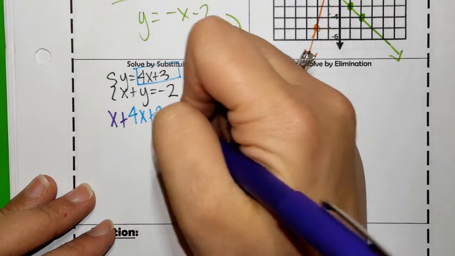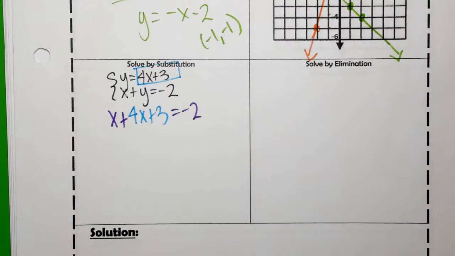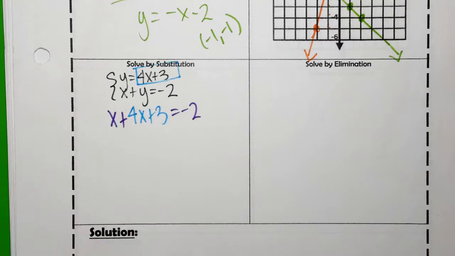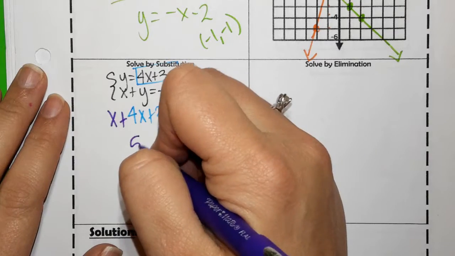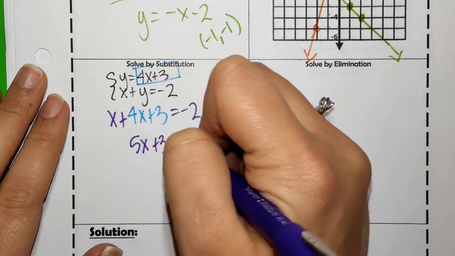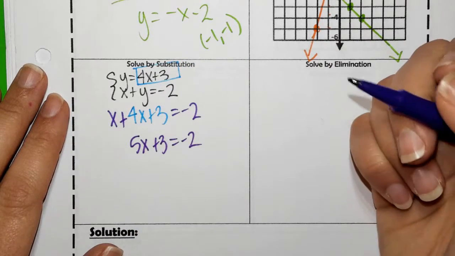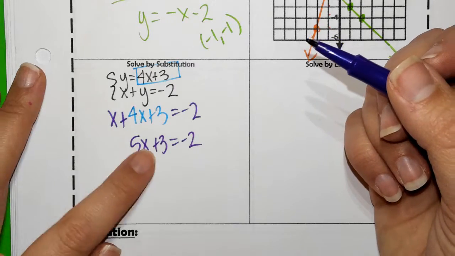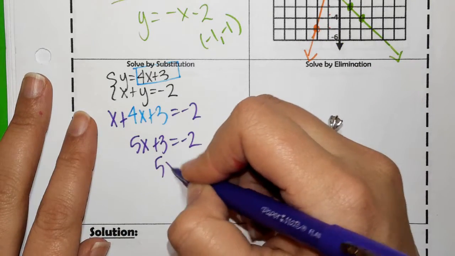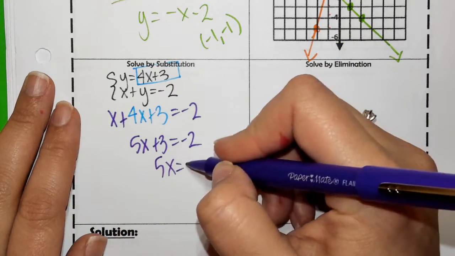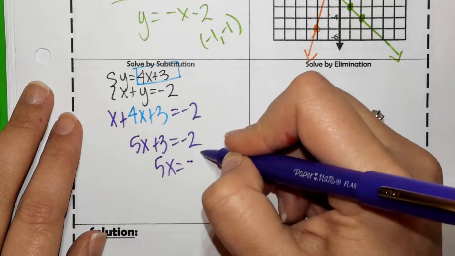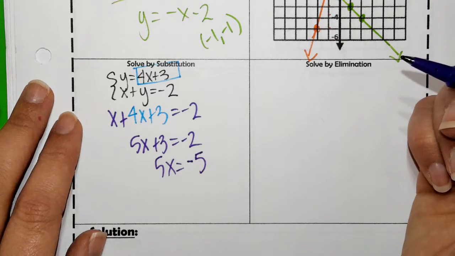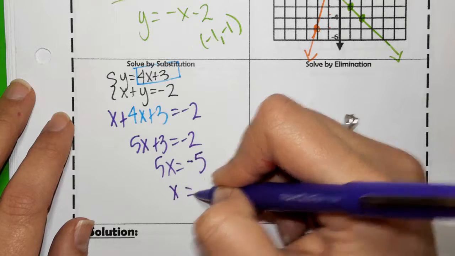So I'm going to write x plus, what does y now equal? 4x. Equals negative 2. All right, so now we're going to do x plus 4x, and what does that equal? 5x. Now what do we do? You subtract 3. So we get 5x equals what? Negative 5. And then you divide by 5. So what does x equal?